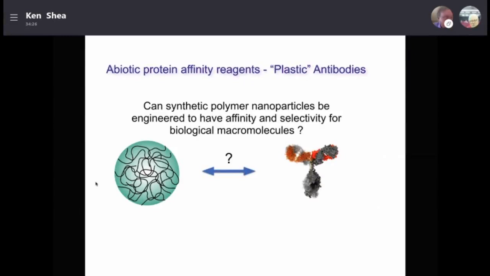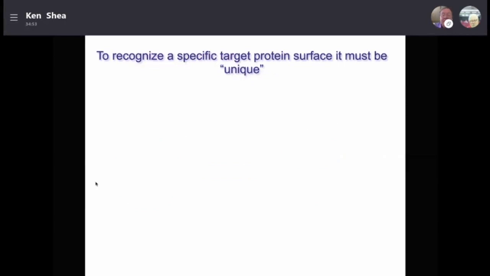We asked the question several years ago, can synthetic polymer nanoparticles be engineered with affinity and selectivity for biological macromolecules? That is to say, can we make something in a chemistry laboratory inexpensively and quickly that might actually function as an antibody?